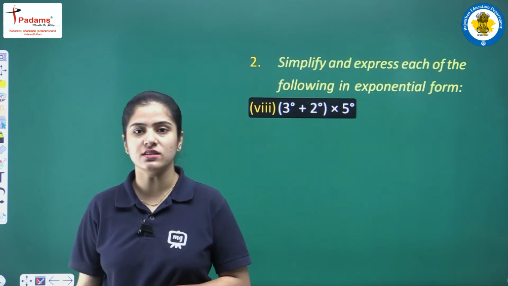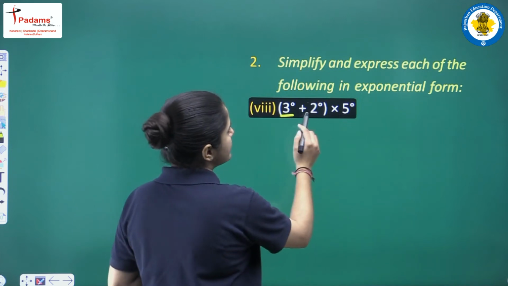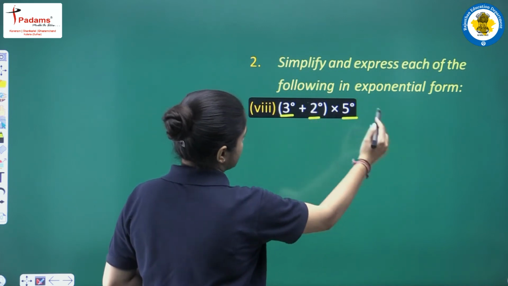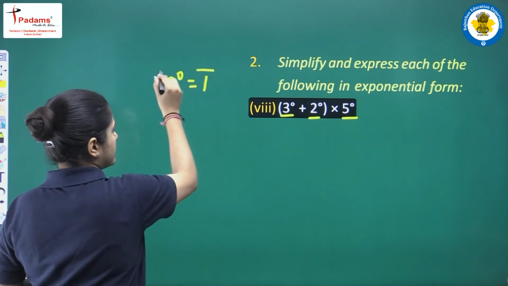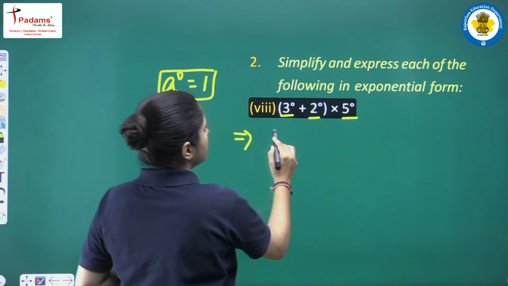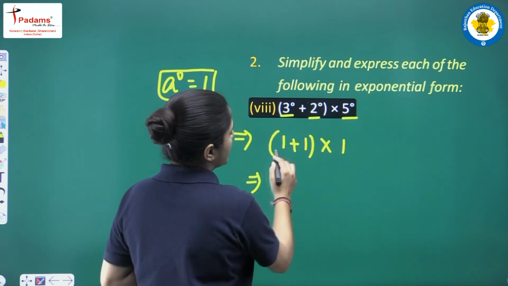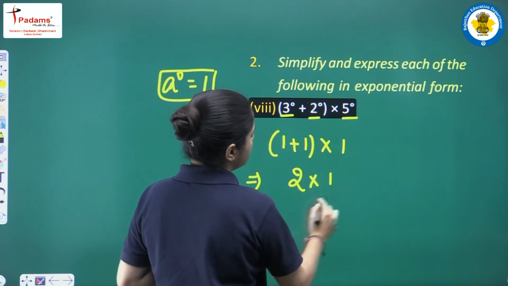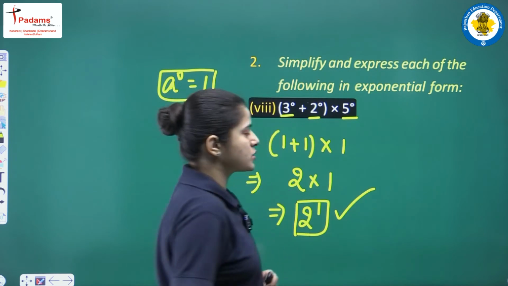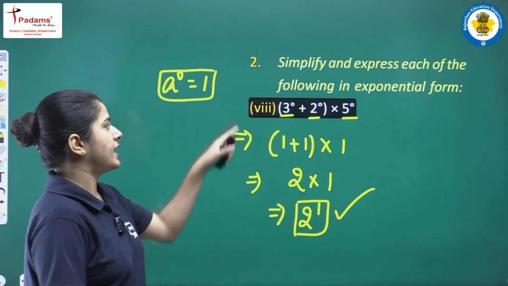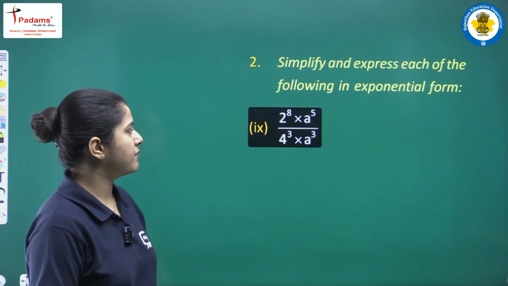Looking at the next question, the part 8, that is 3 raised to power 0 plus 2 raised to power 0 into 5 raised to power 0. Now students, a raised to power 0 is equal to 1, this is the law. So 1 plus 1 into 1, okay? So 1 plus 1 is 2, 2 into 1, that is 2. 2 raised to power 1 is the answer students, that is in the exponential form, and this is your 8th part. Looking at the 9th part students, what is it?